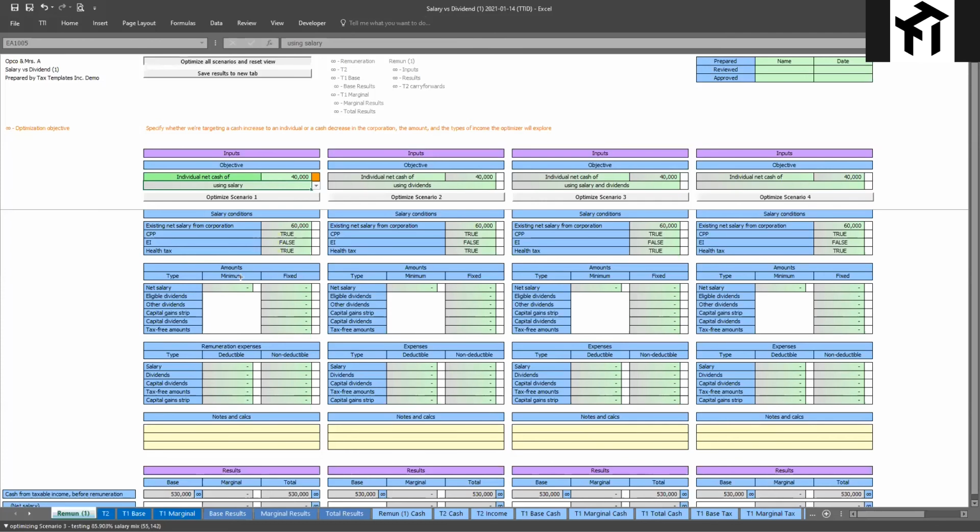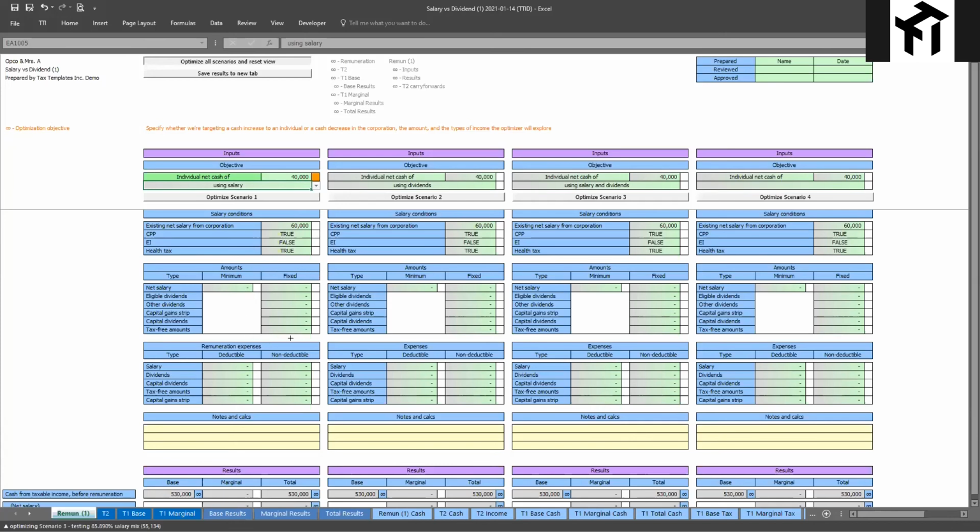And that's very useful because sometimes perhaps our clients want to ensure that we pay enough salary to max out CPP or to max out RRSPs. So if that's the case, you can include that as a minimum salary, and we will factor that in when doing the optimization. We also have a fixed column over here on the right.